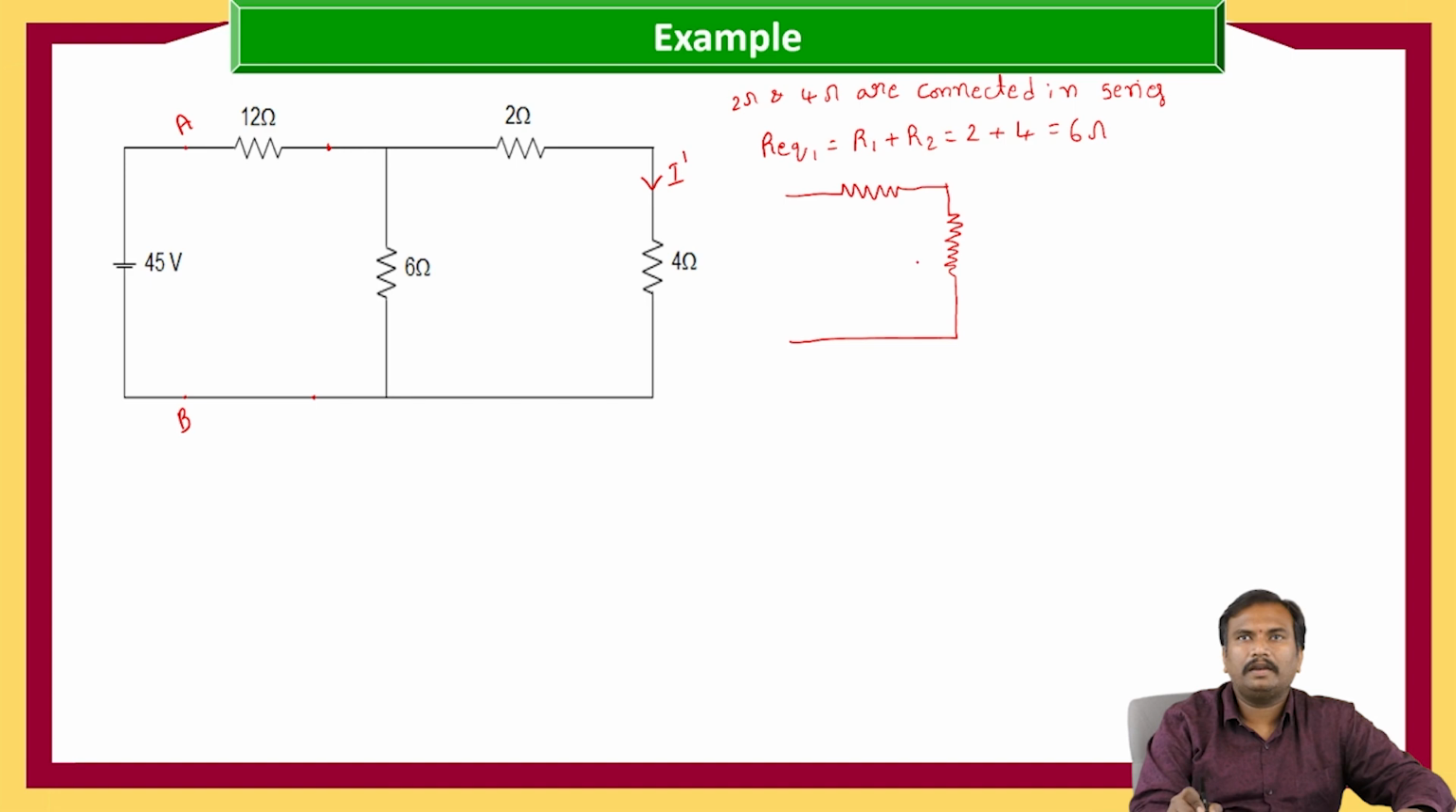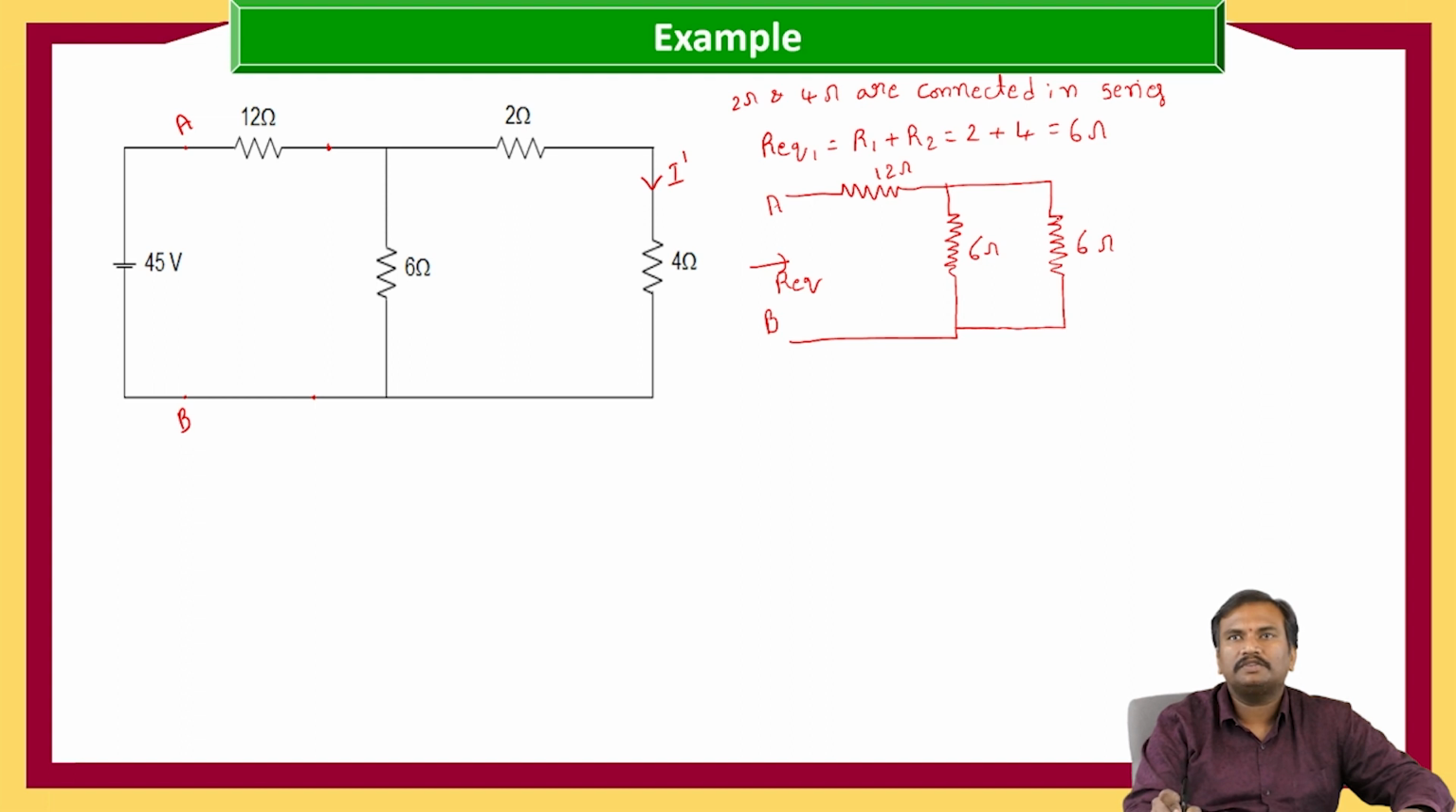Now let me redraw the circuit with the 6 ohms, 6 ohms and 12 ohms. Between AB terminals are equivalent.